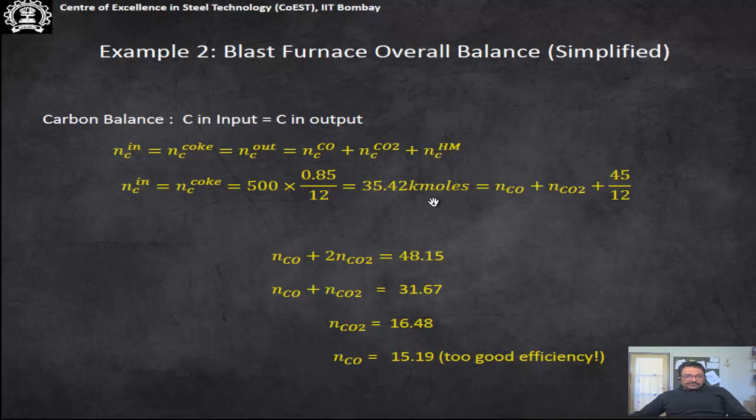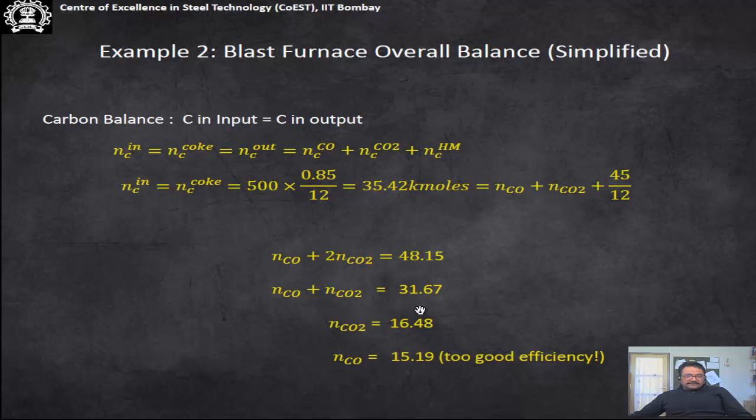in CO2. Again, one CO2 contains 1 C, 1 CO contains again 1 C, plus 45 kilograms per ton of hot metal divided by 12. So that gives you the kilomoles of carbon which is there in the hot metal. So this is the oxygen balance, this is the carbon balance. So we have two equations and two unknowns.